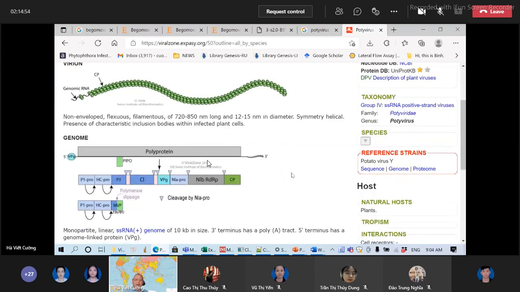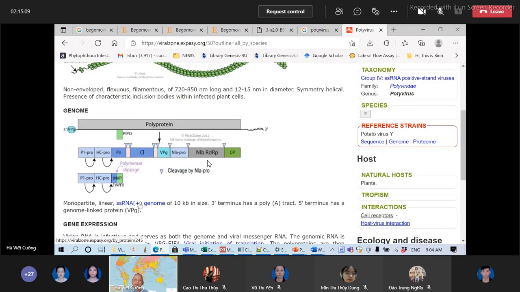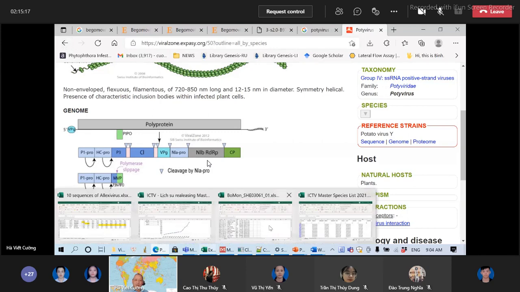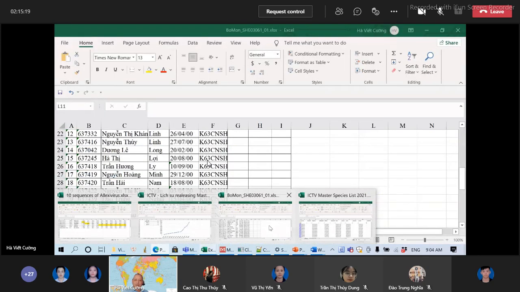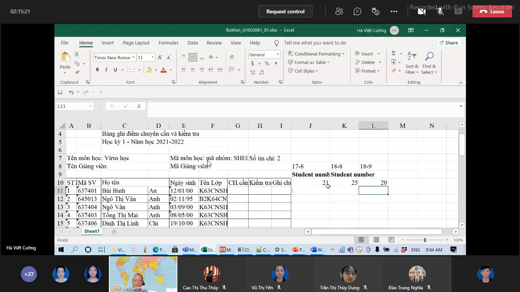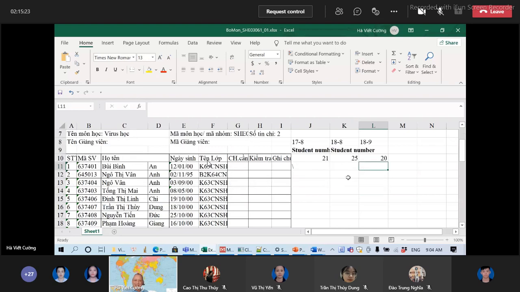Now, the question here is, who remembers or who knows the term positive sense? Yep, positive sense here. What do you mean? Now, please explain what is positive sense.